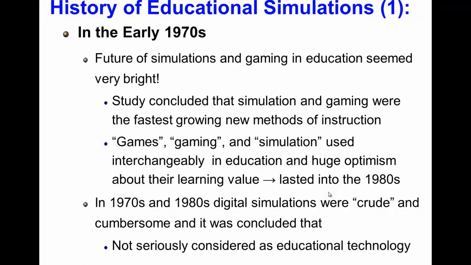In the early 1970s, the future of simulations in gaming and education seemed very bright. There was a big hype about the use of games and simulations in training circles. There was a study that was conducted, and it concluded that simulation and gaming were the fastest growing new methods of interaction. Games, gaming, and simulation were used interchangeably in educational settings, and there was this huge optimism about their learning value, and this lasted into the mid-1980s. This was essentially the consensus.